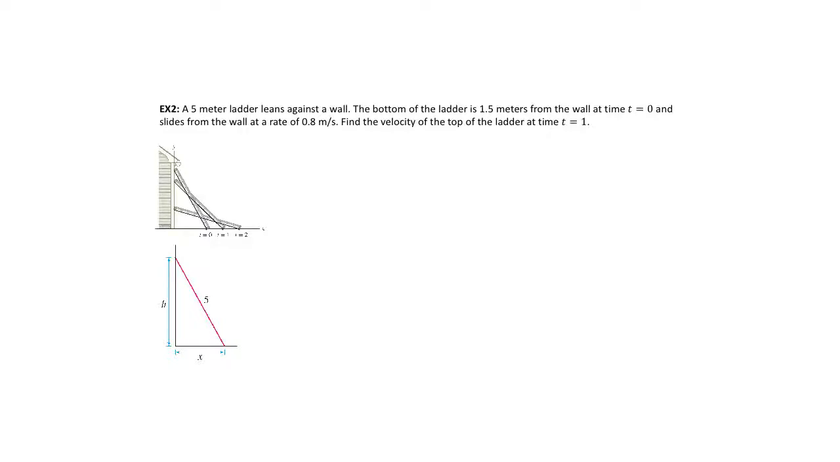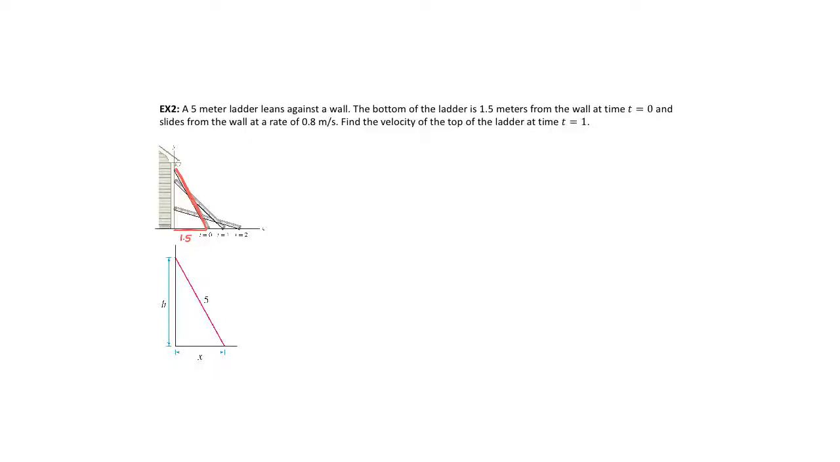In this question here, we have the following. A 5-meter ladder leans against a wall. The bottom of the ladder is 1.5 meters from the wall at time t equals 0. So at the very beginning, right before anything starts, if we go to this diagram right here, I am imagining that this is the initial position of the ladder. T is equal to 0. So this horizontal distance is going to be 1.5 meters. All right, continue reading. And then the ladder slides from the wall at a rate of 0.8 meters per second.